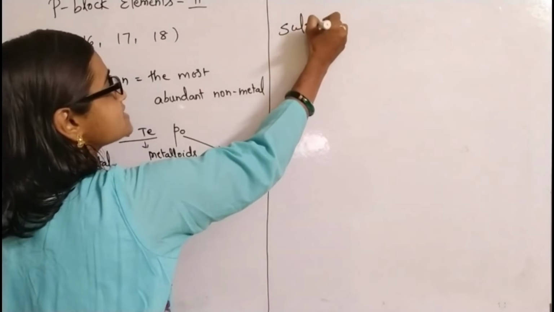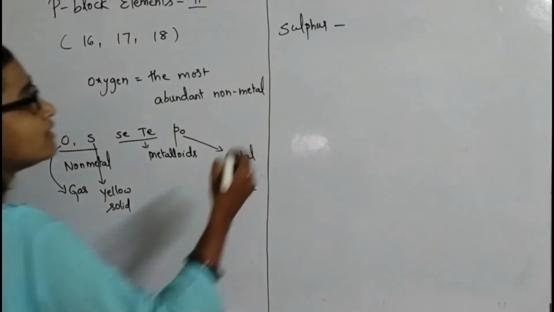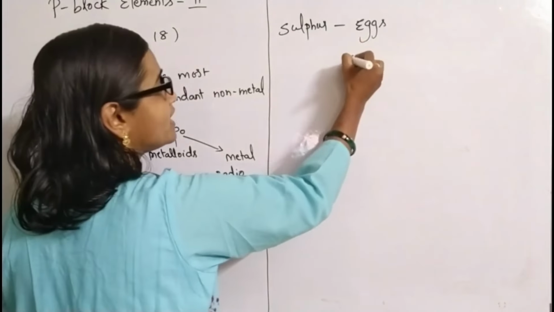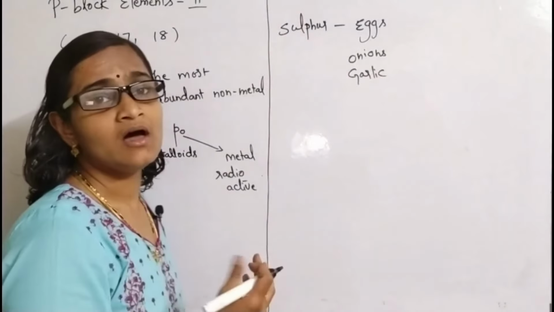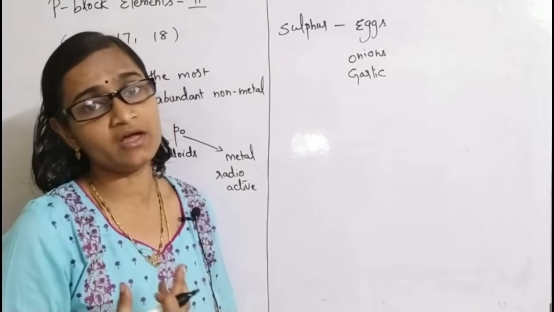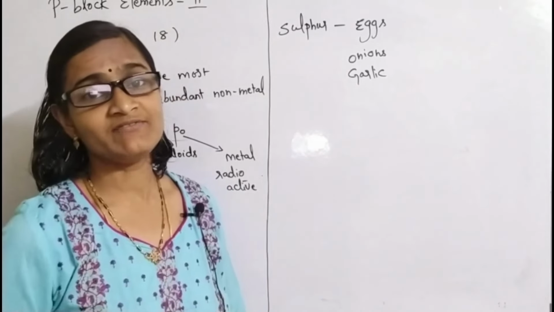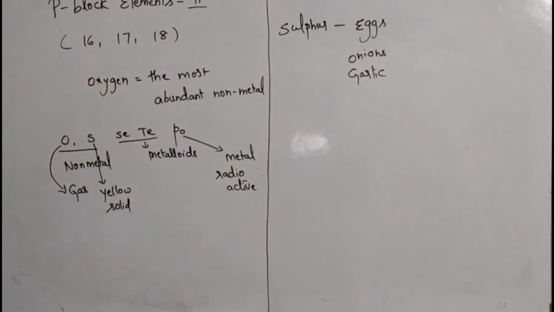Sulfur is the next non-metallic element which is present in 6A group elements. Okay, it is present in eggs, onions, garlic, mustard. A rich source of sulfur is there in eggs. That's why a kind of pungent smell is there for onions as well as for garlic, and even egg yolk also consists of sulfur. Okay, so it is like a rich source of protein. It's a mineral actually. Sulfur exists in the form of mineral.